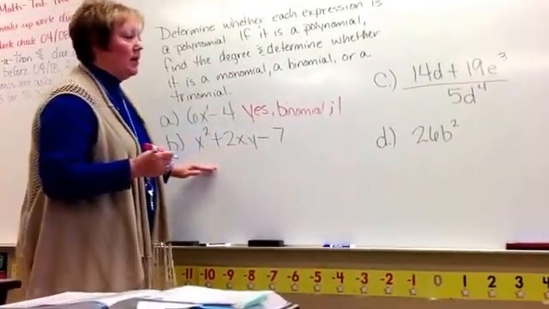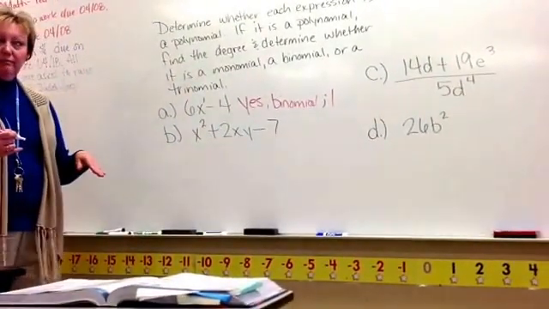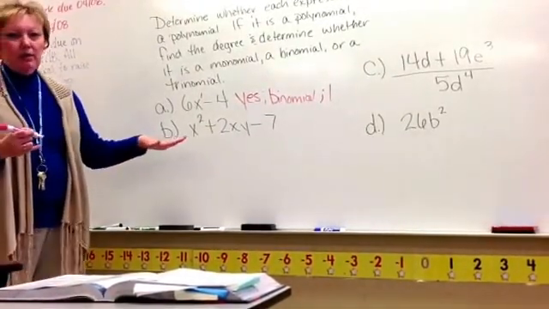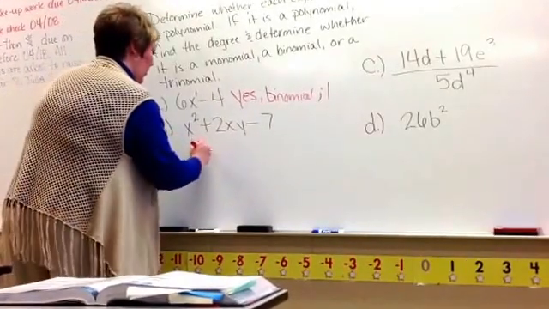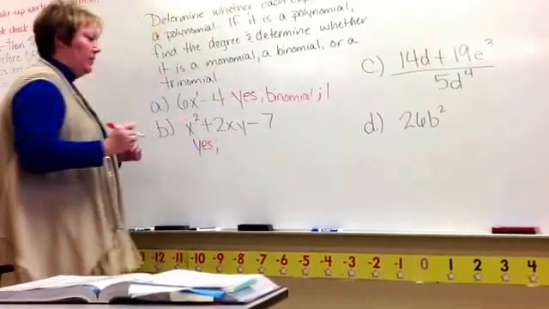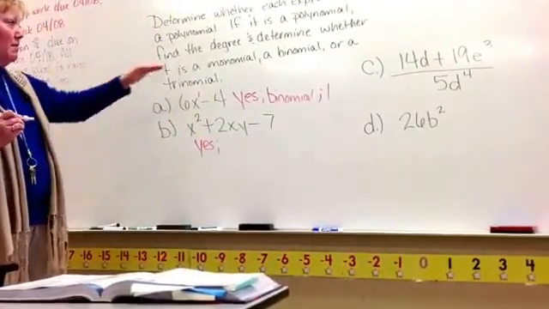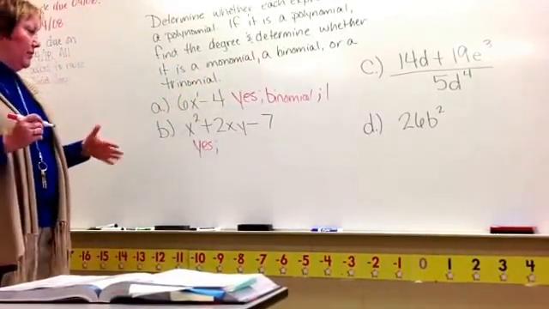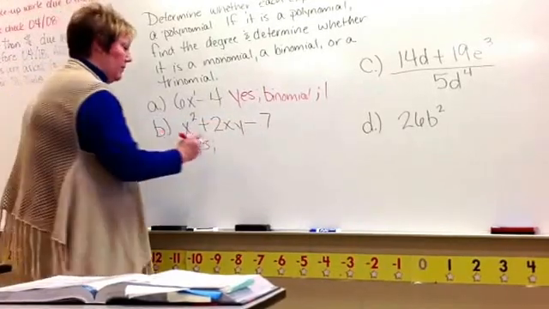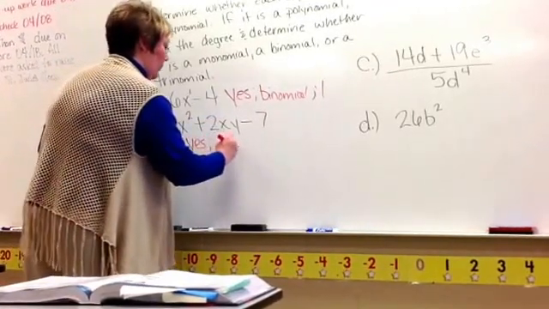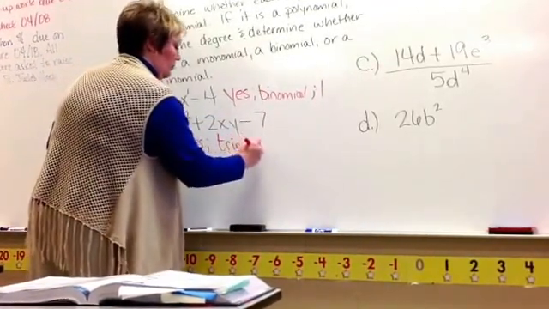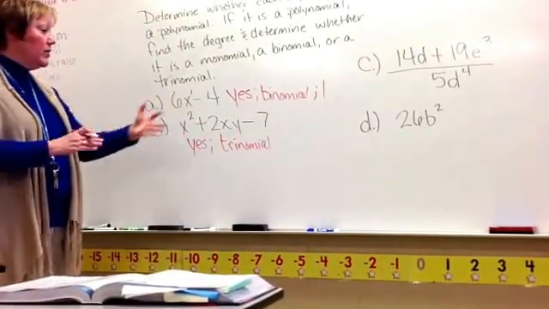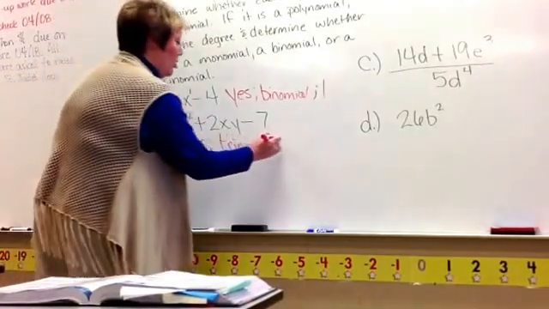Is this a polynomial? Yes or no? I think I hear some of you saying, it's a polynomial, and you're right. Now, is it a monomial, a binomial, or a trinomial? How many terms does it have? It has 3 terms. That makes it a trinomial, like a tricycle. A tricycle has 3 wheels. A trinomial has 3 terms.